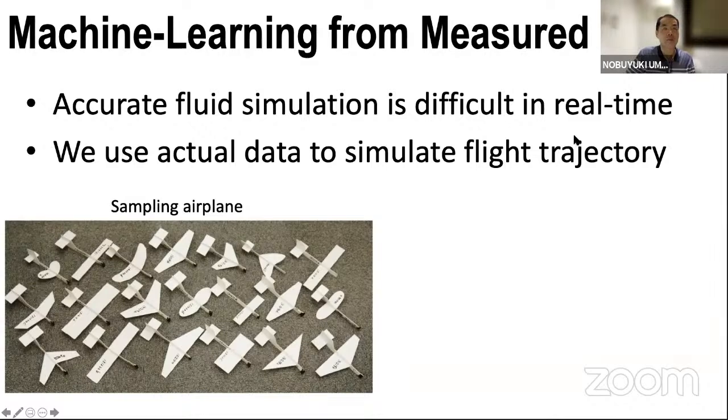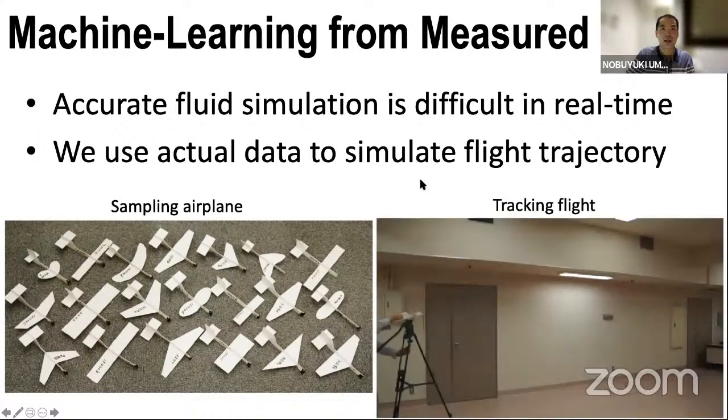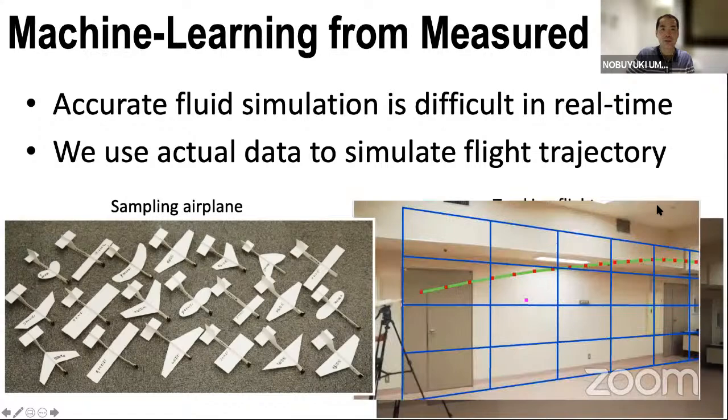CFD simulation, and especially optimization, is impossible to run in real time while the user designs. So we use machine learning. Here is the setting. We made a lot of sample airplanes, flew them many times, and tracked the trajectories. And from the trajectories, we construct a machine learned model to quickly predict the flyability of the airplane.